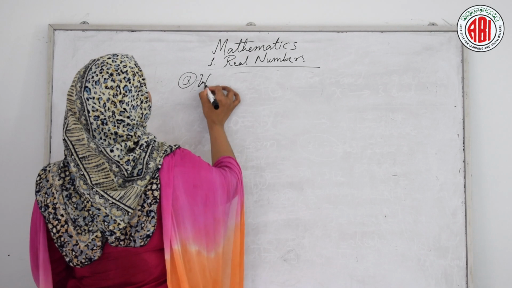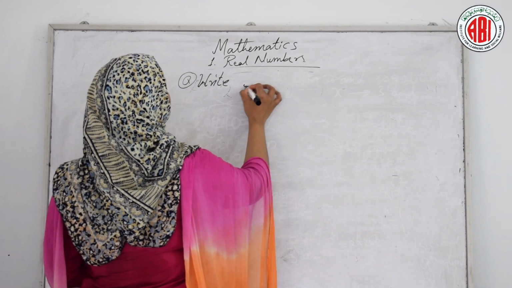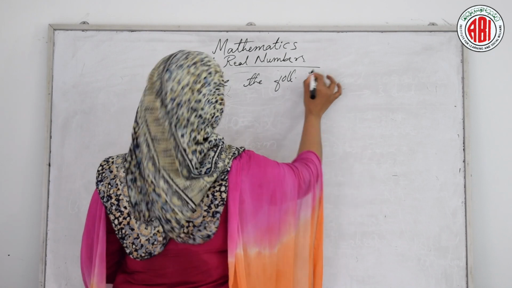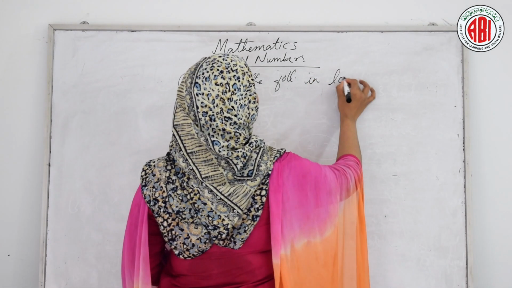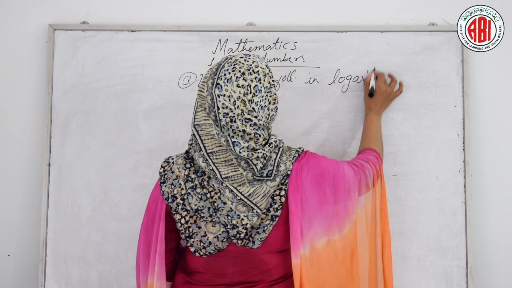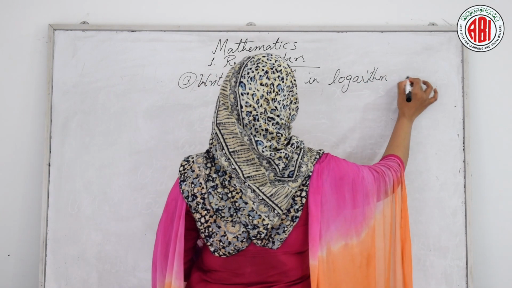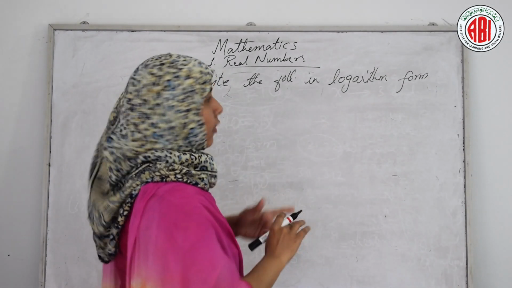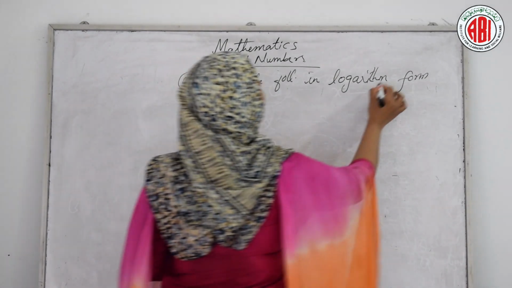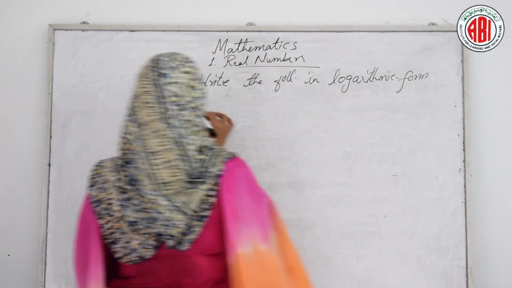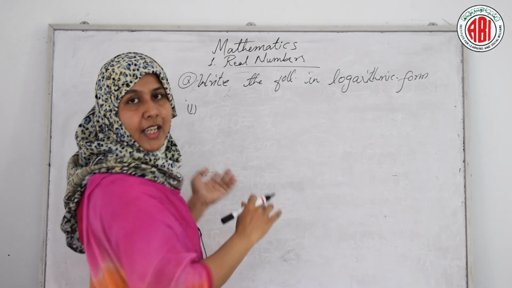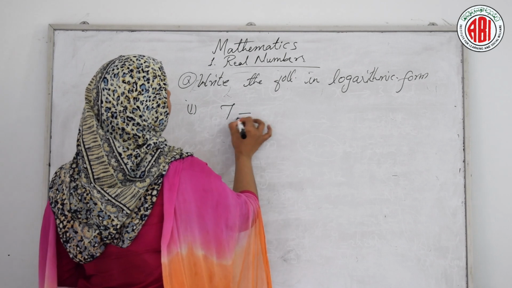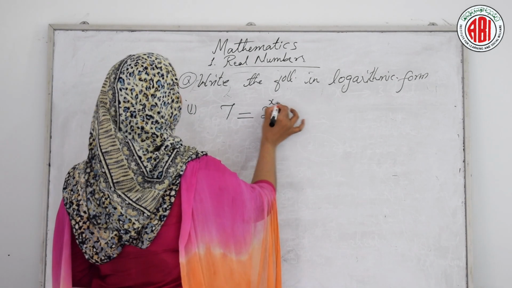Write the following in logarithmic form. The first one we have is 7 equals 2 to the power x.